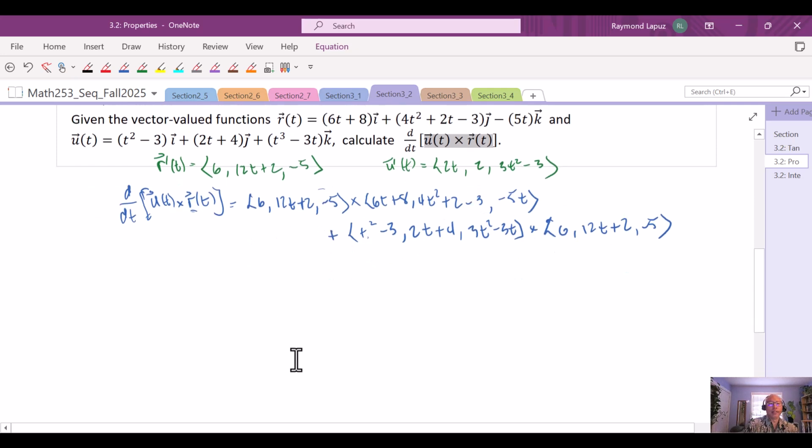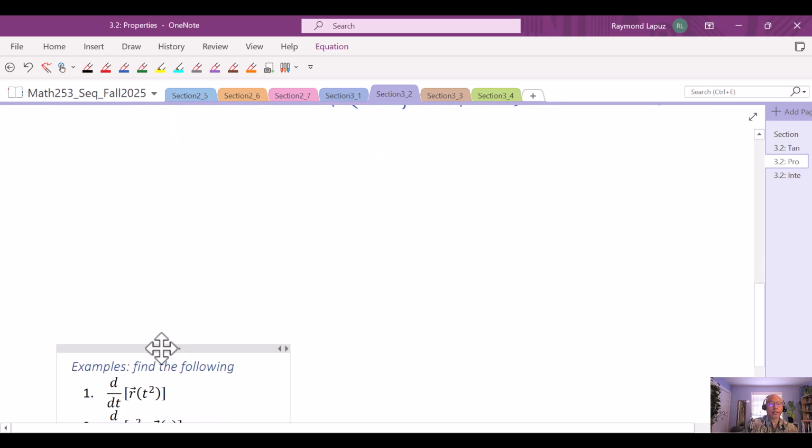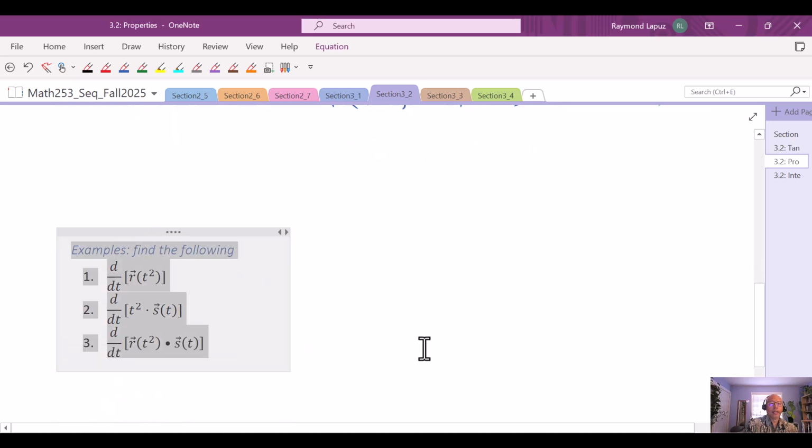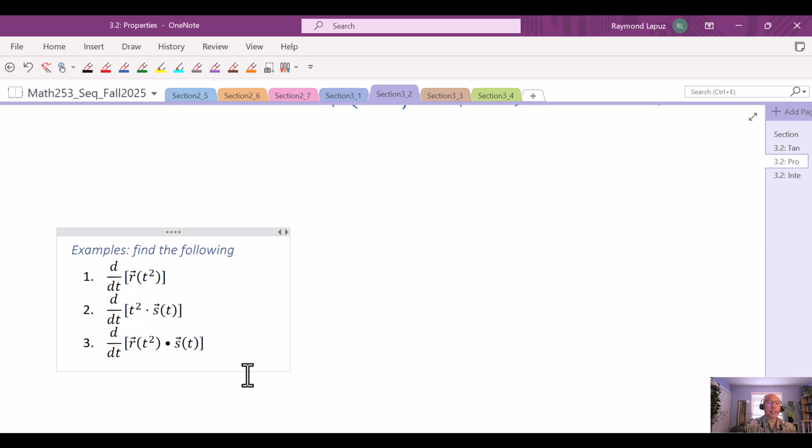Alright, let's do a few more examples. Here are a handful of examples that are a little bit more abstract or theoretical, where we don't know some of these things. Okay, let's take a look at that first one. We have the derivative of this, and inside, r is a function of t squared instead of a regular t, so this is going to use a chain rule.